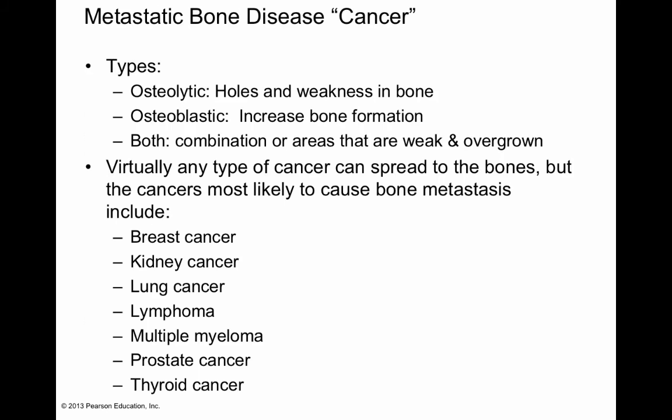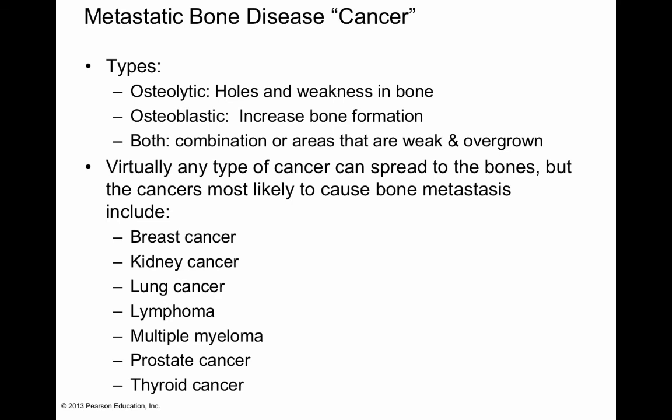And the last is metastatic disease or bone cancer. There's three main types: osteolytic, osteoblastic, and then a combination of both. Osteolytic is when you have holes and weakness in bone. Osteoblastic cancer would be an increase in bone formation. And then most times you'll have a combination of both, where you're depositing bone where you're not supposed to, and other areas that are weak, so overgrown and weak areas.